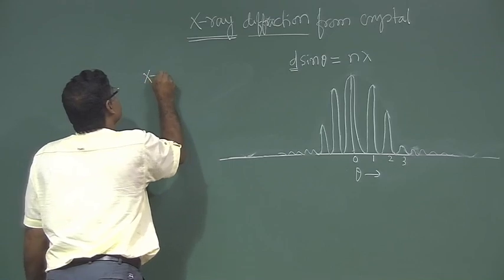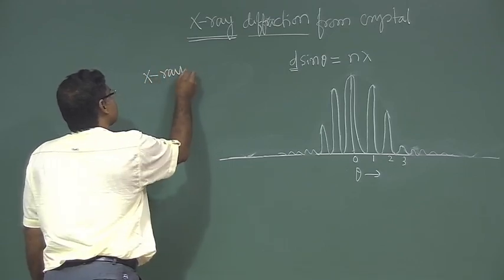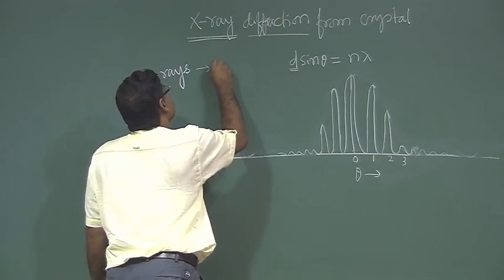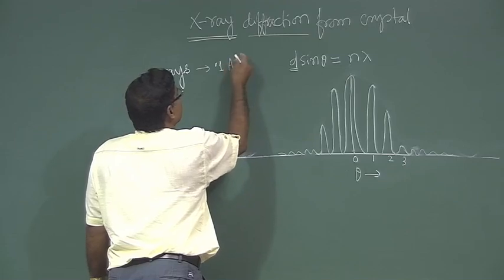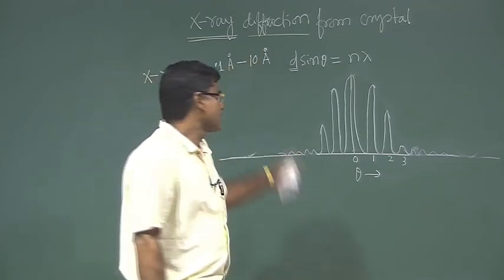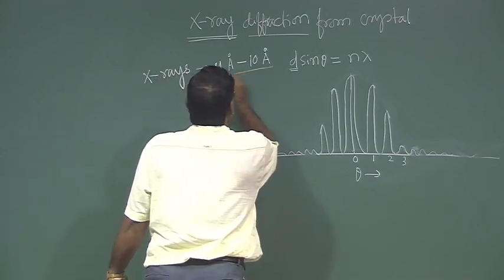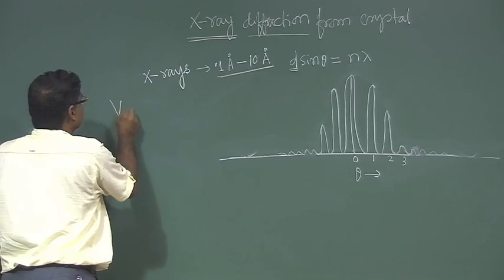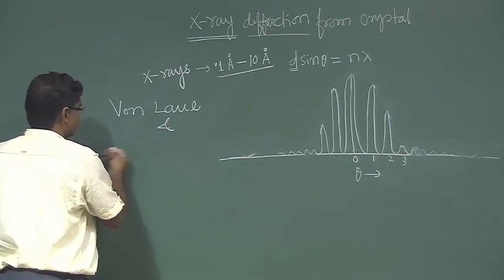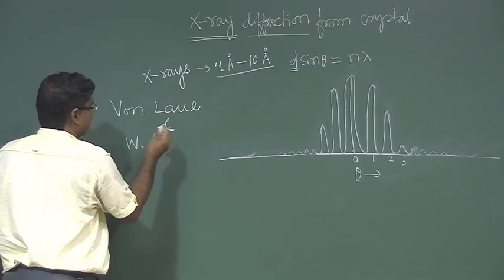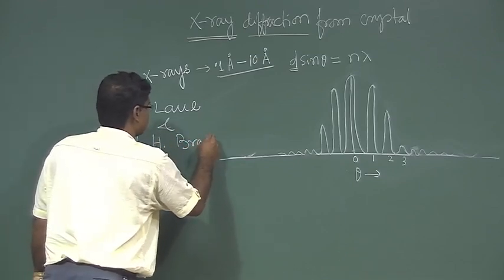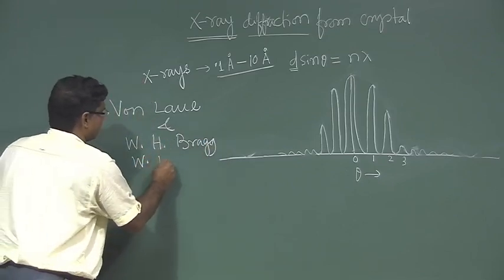So, in case of X-ray, as I mentioned, the wavelength is generally in the range of, say, 0.1 angstrom to, say, 10 angstrom. Okay. So, using this X-ray, von Laue and Bragg, W. H. Bragg and his son W. L. Bragg.